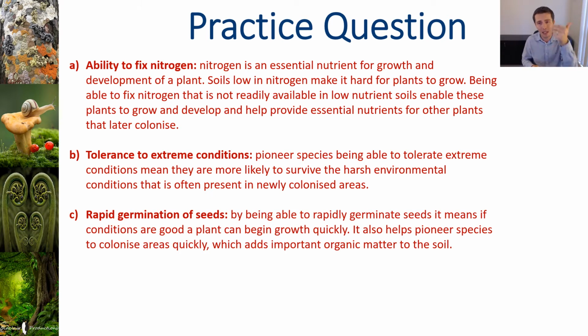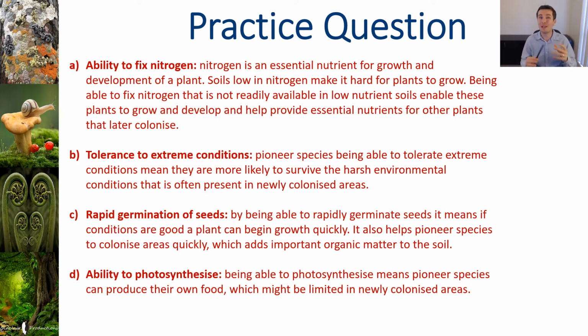The other thing is rapid germination of seeds. So by being able to rapidly germinate seeds, it means that if conditions are good for a plant, they can begin to grow quickly. And that is important because you don't want to not be growing or establishing yourself, because those environmental conditions can change quickly, particularly in those bare environments where water will not last and remain a long time on bare rock. So this also helps pioneer species, obviously, to colonize the area quicker. Okay, by this rapid germination of seed and then rapid growth, they produce more seeds and then can therefore spread and colonize that area faster. And that again adds more nutrients to the soil, which helps them grow and establish. And then later on, other organisms are able to come in and establish themselves or colonize that area.